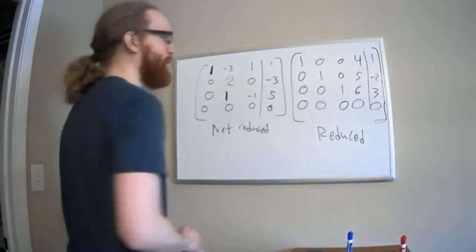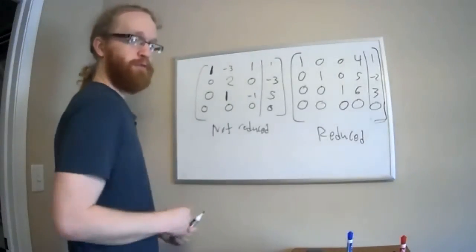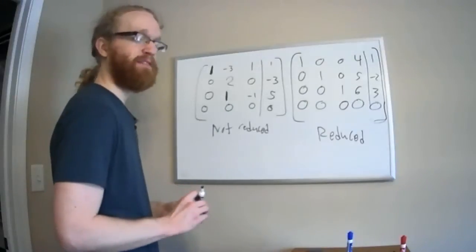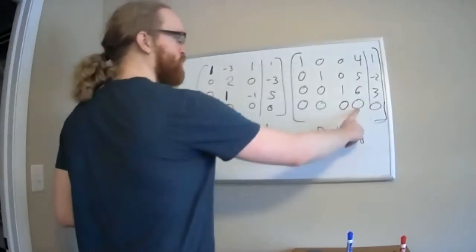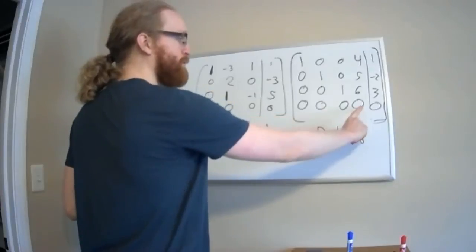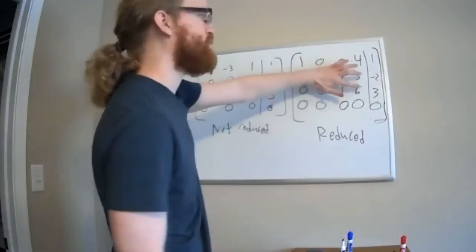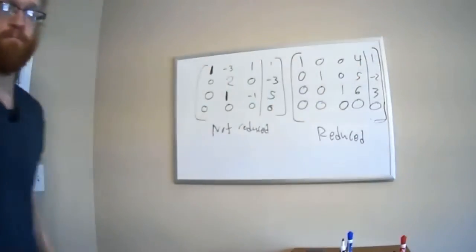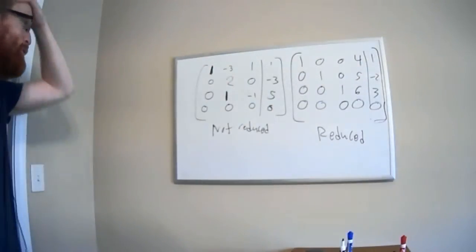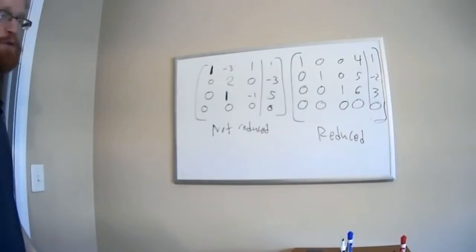Yes, I'm only counting the columns where I'm missing a leading one. That's how many arbitrary parameters there are. There's just one column missing a leading one, so this gives me one arbitrary parameter only. It doesn't matter what these numbers are at all. That's a good question. Sorry, that was a little convoluted.